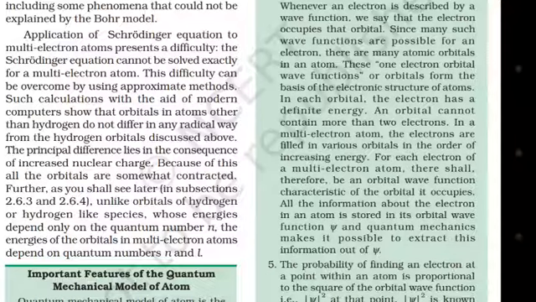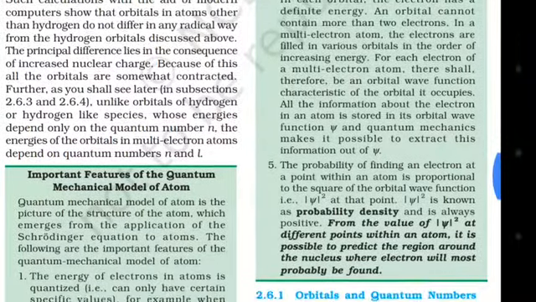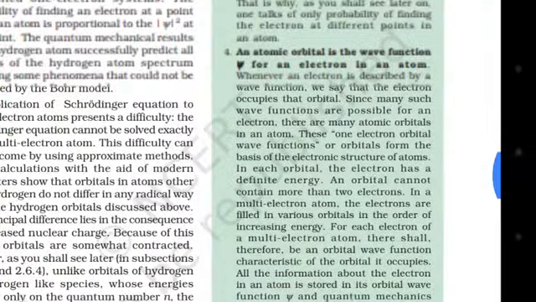Further, as you shall see later in subsections 2.6.3 and 2.6.4, unlike orbitals of hydrogen-like species, whose energies depend only on the quantum number n, the energies of orbitals in multi-electron atoms depend on quantum numbers n and l.